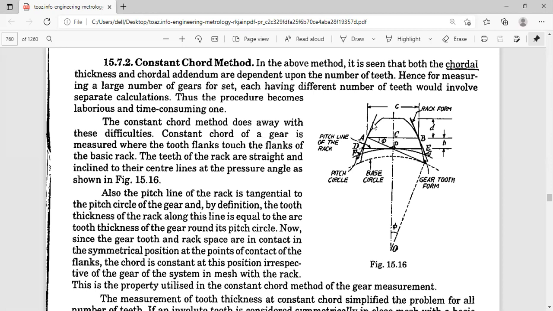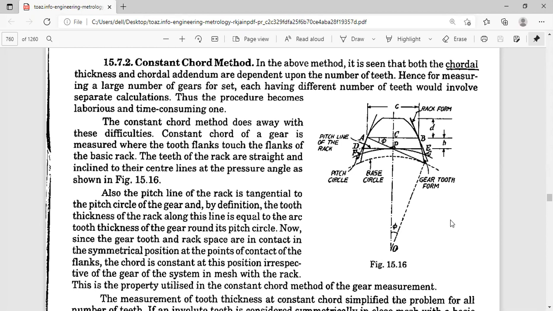So we will have a rack form, and the teeth of the rack are straight and inclined to the center lines at the pressure angle. You can see this. Pressure angle is given by phi. You don't put theta; there's a standard notation for pressure angle. I have already given the definition also.